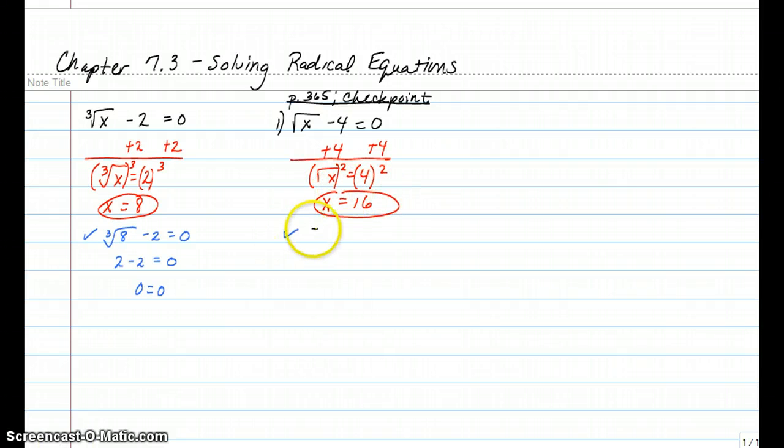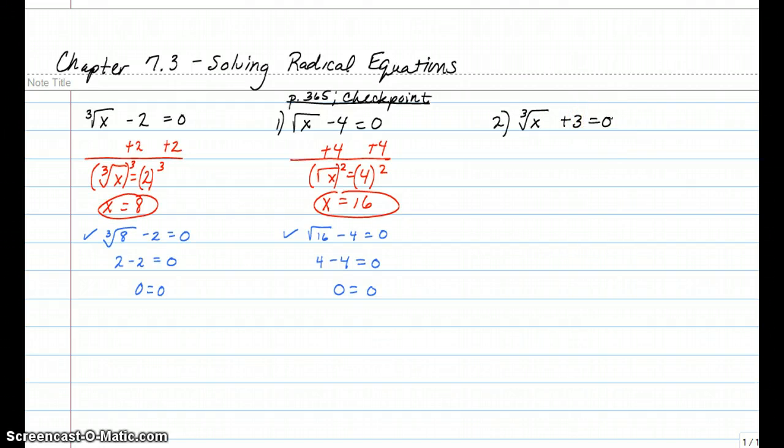And then to check that, you simply put in the square root of 16 minus 4 equals 0. Square root of 16 is 4, minus 4 equals 0. 0 equals 0, so it checks out. Let's go ahead now and try number 2. This is still the page 365 checkpoint, and this is another cube root. So you take the cube root of x plus 3 equals 0.